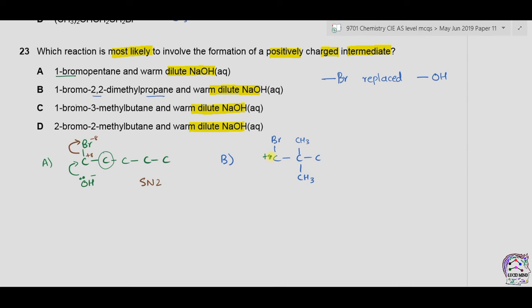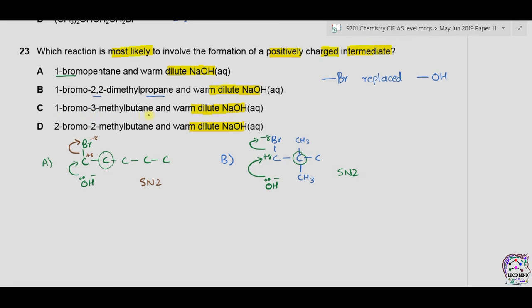On carbon atom we have partial positive charge, and on bromine we have partial negative as it is more electronegative. Again we can see that this carbon is attached directly with one carbon atom, so it is a primary halogenoalkane. So no intermediate carbocation is formed. There will be a direct reaction in which OH will attack this carbon and this bond will be broken. So this also follows SN2 mechanism.